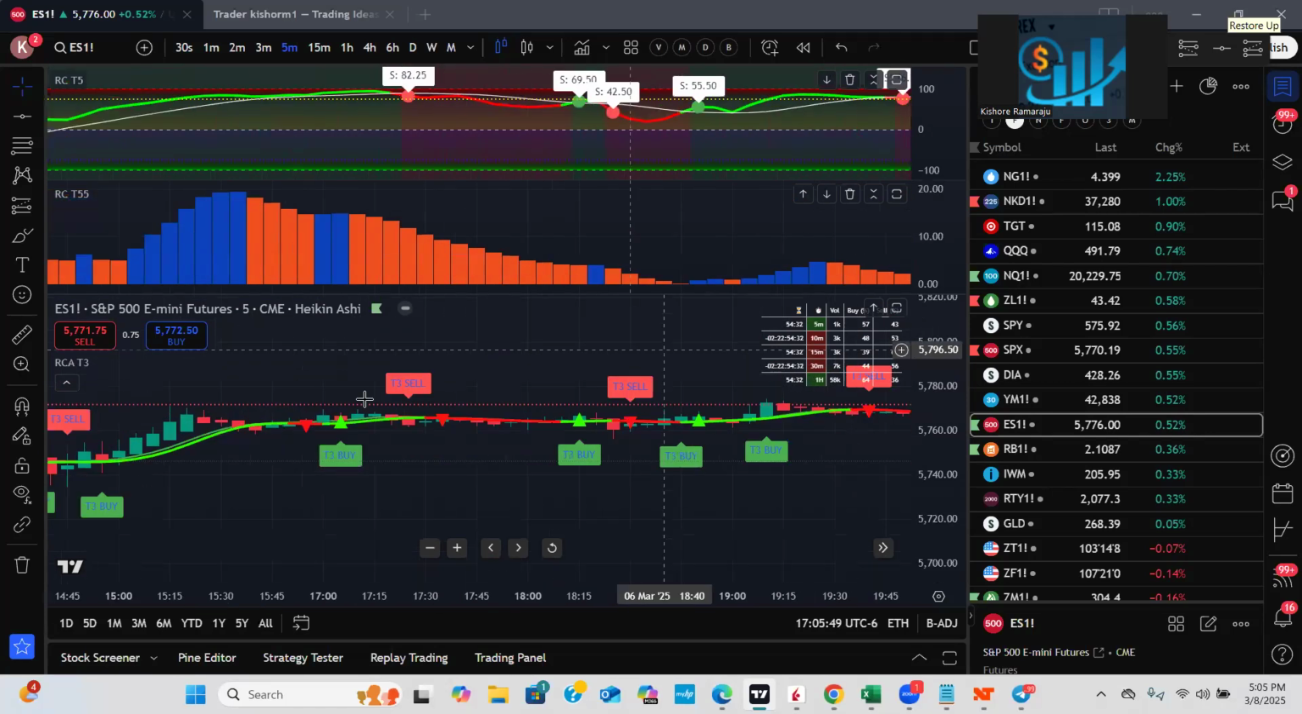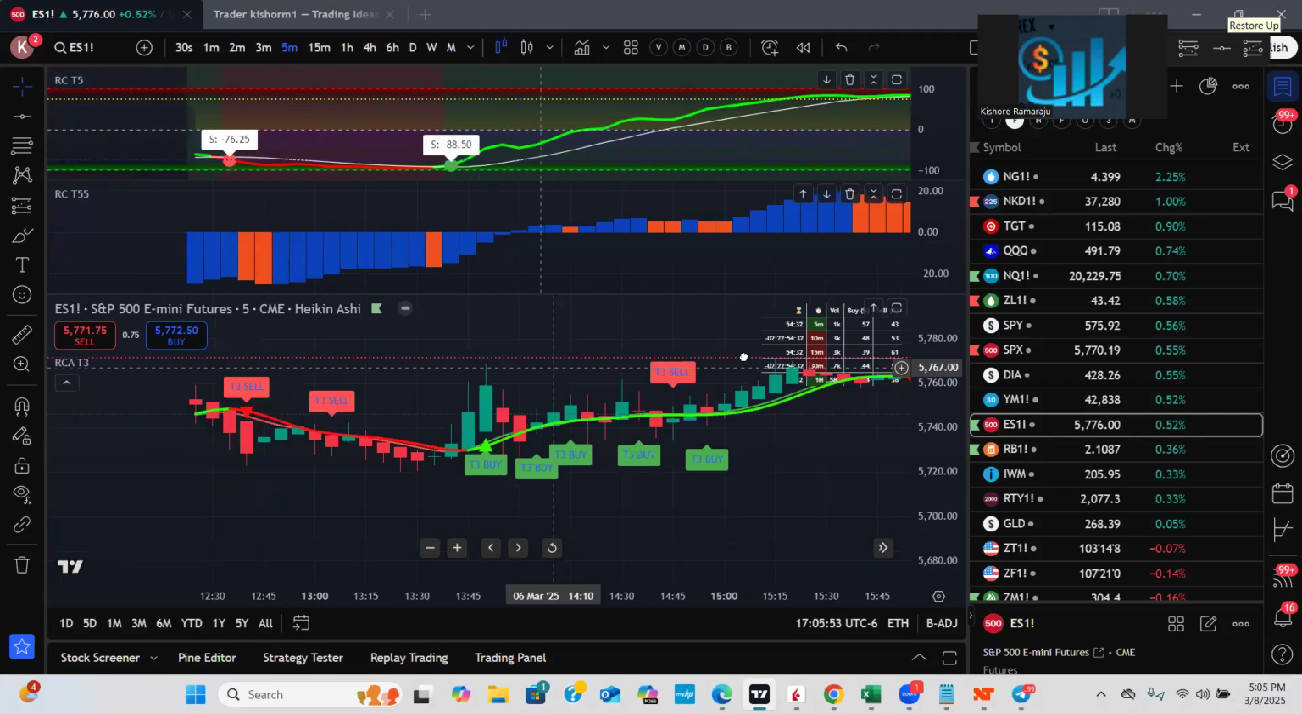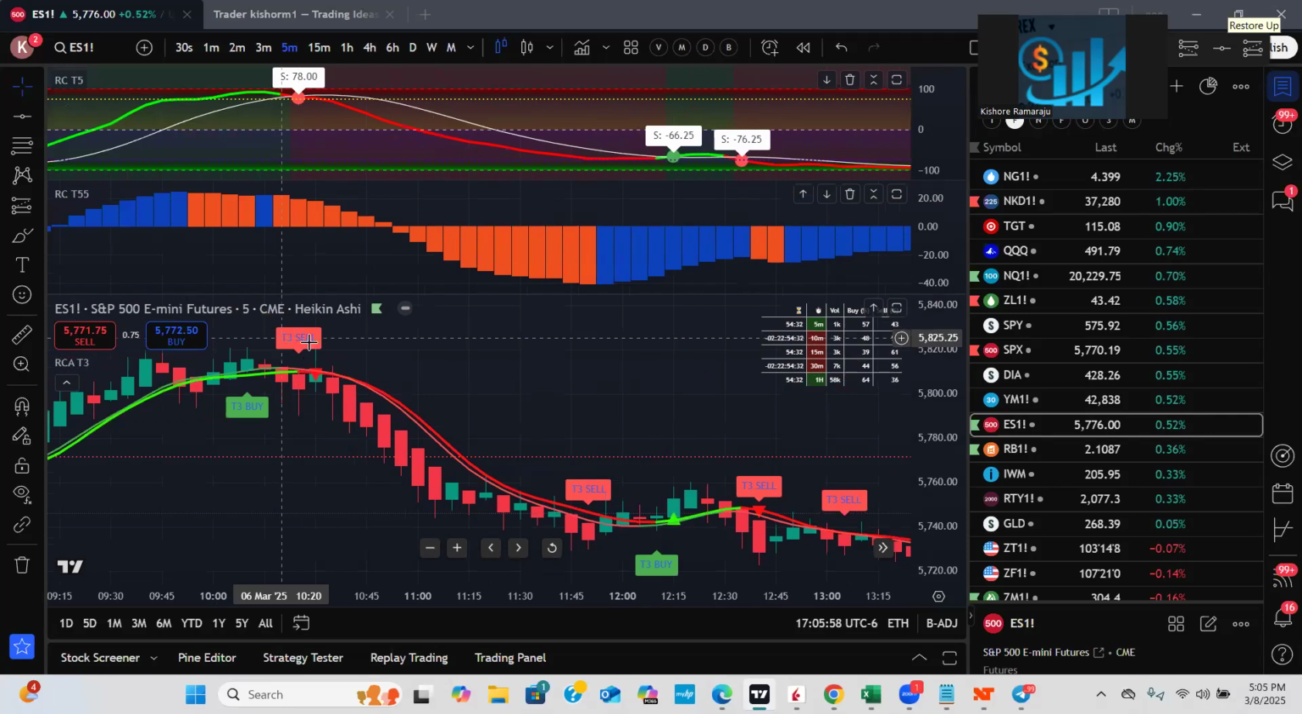In the evening hours, we need to go to smaller time frames. In the morning hours, always use 5 minutes as the time frame. For example, here you got a T3 sell. Now the score is 78. This is red. It is above 70. So it's a perfect short opportunity.